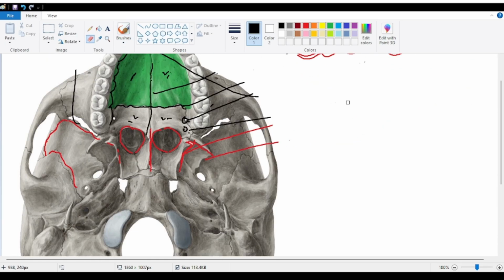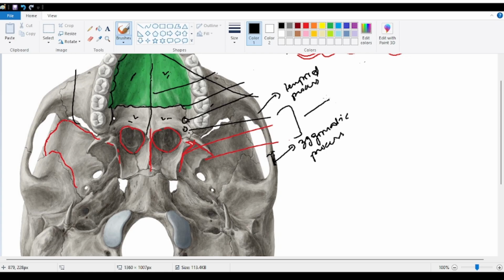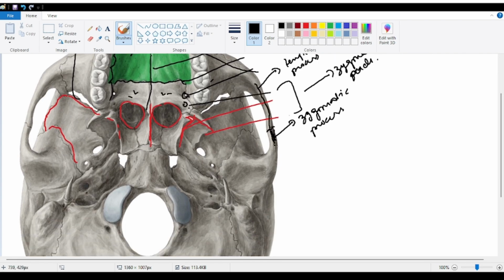Now next, as you move along the temporal bone, here you can see the temporal bone over here, and this one is known as the zygomatic process of the temporal bone. This articulates with the temporal process of the zygomatic bone, and together these form the zygomatic arch. As you look below this zygomatic arch, you can see a prominence over here.